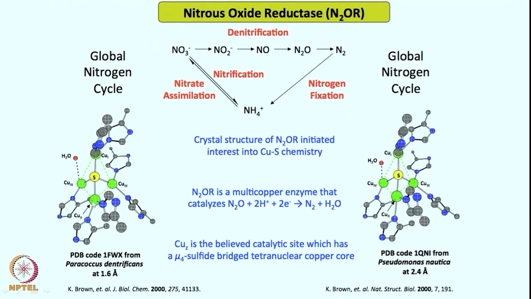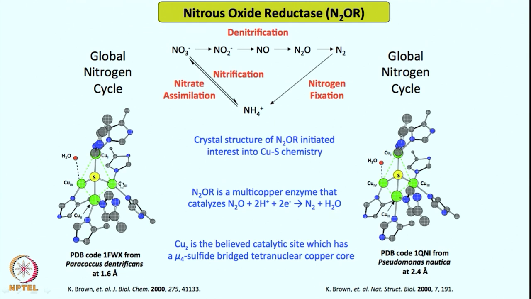Each of the copper centers is associated with ligands. As you may be able to see here, this fourth copper center is associated with only one histidine. On the other hand, all other copper centers have two histidines on them. This site, once again, is the center where nitrous oxide is converted to nitrogen. It's a multi-copper enzyme, as you have seen, with four copper centers, that catalyzes nitrous oxide plus 2 protons plus 2 electrons going to nitrogen and water.